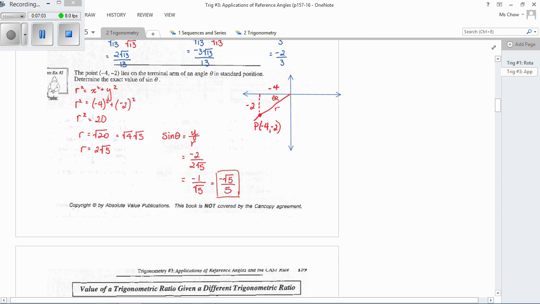We can then substitute that in, so sine of theta is equal to y over r, or -2 for our y value, over 2 root 5. 2 over 2 is the same as 1, so that's why we can say sine of theta is -1 over root 5. Again, rationalizing the denominator means that I multiply numerator and denominator by root 5 over root 5, which is why we have -root 5 over 5. I'm going to stop that there, and please go on to the second recording.